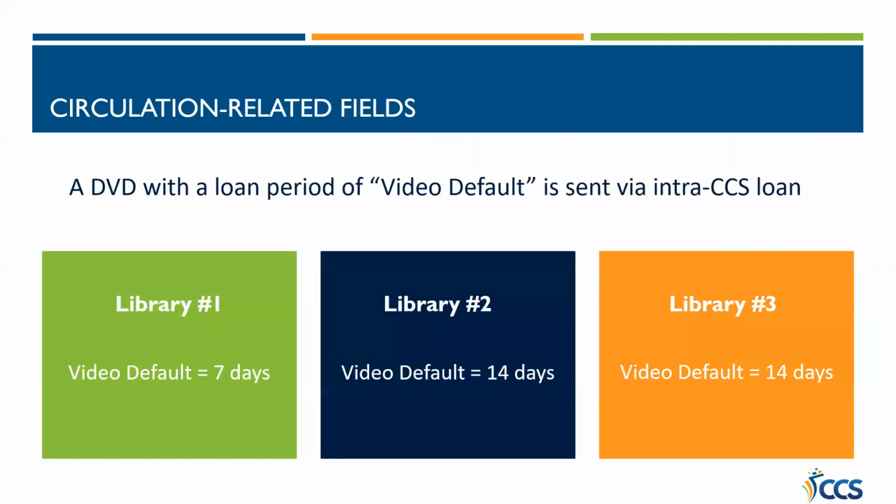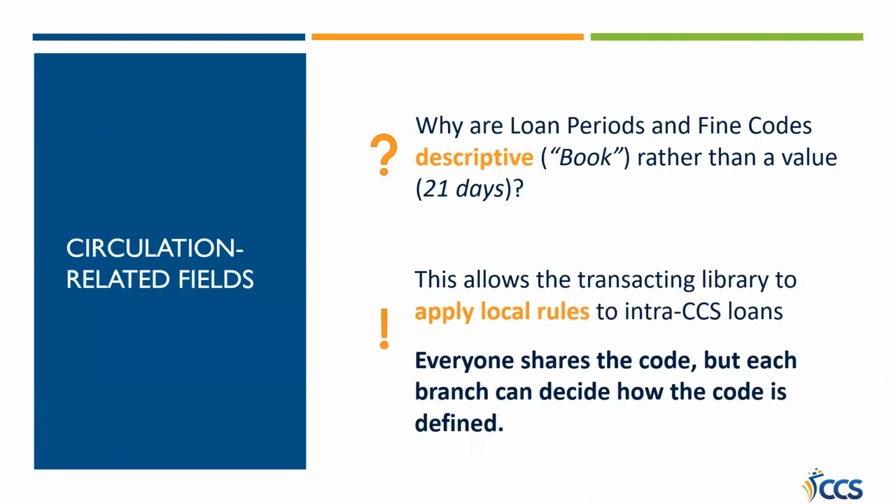I'm sorry, I think I skipped ahead way too fast here. It's the same thing with fine codes, right? One library is fine free, another charges fines. So this way, a library that has a fine code of book doesn't have to charge fines because they're fine free. If it travels to a location that charges fines, that item will still apply fees to the patron's account. I hope that makes sense. I hope that helps to illustrate it. So in a nutshell, everyone shares the code, but each branch can decide how that code is defined.